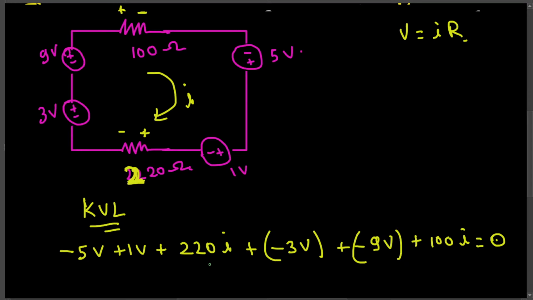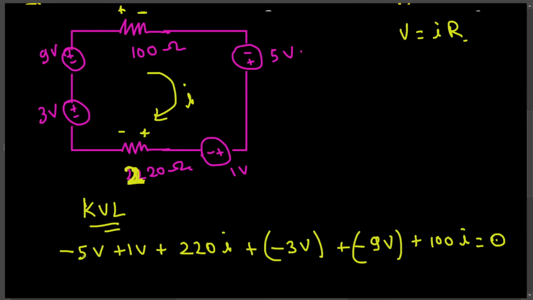Now let's add the voltages together first. So here we have minus 5 voltage, 1 voltage, and then 220I. Minus 3. Let's add the small numbers together. Minus 5, minus 3, minus 8, minus 8, minus 9 is minus 17. Minus 17 plus 1 is minus 16.